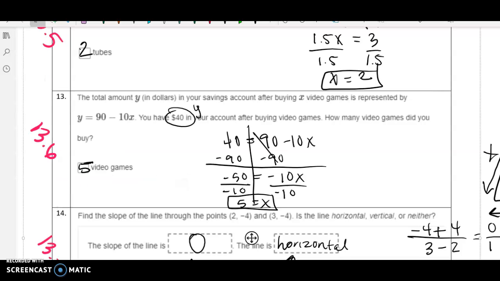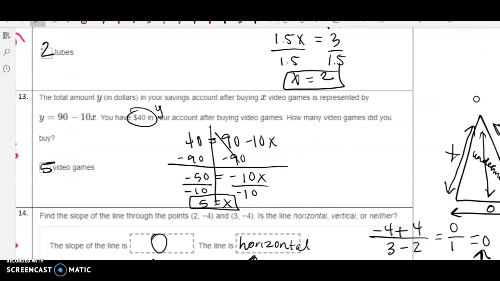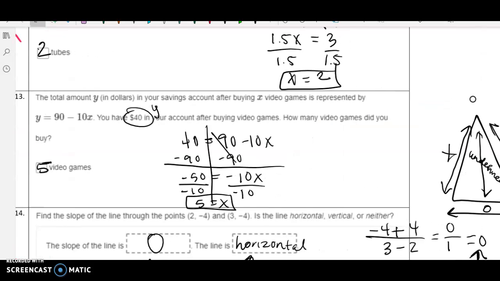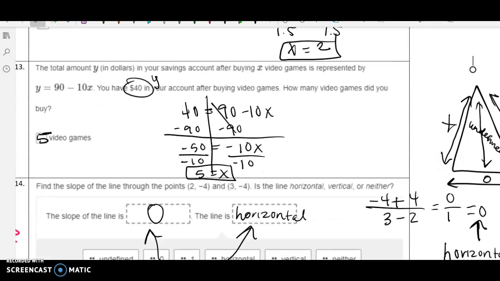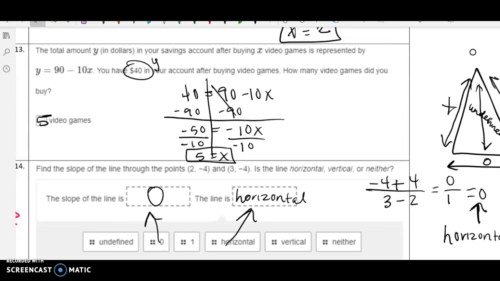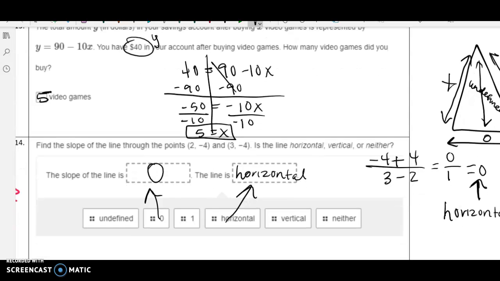For number 13, we have to know how many video games you bought in order to still have $40 left over. So you put 40 in for y, and you solve for x. So subtract 90 from both sides, you get negative 50, divide by negative 10 on both sides. We found out that we can buy 5 video games and still have $40 left over.